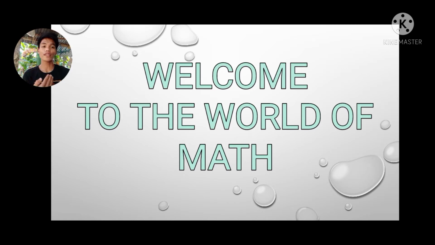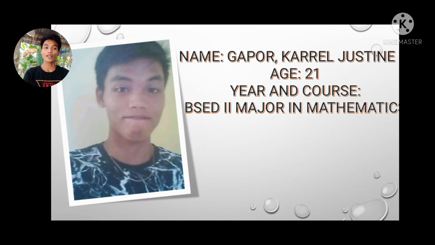But before anything else, just give me the floor to introduce myself. I am Karel Justin. I am 21 years old. My year and course is BSA 2, major in mathematics. Actually, I currently live in Tultulan, Tabina, Zamboanga del Sur. And for this meeting, I am your discussant.